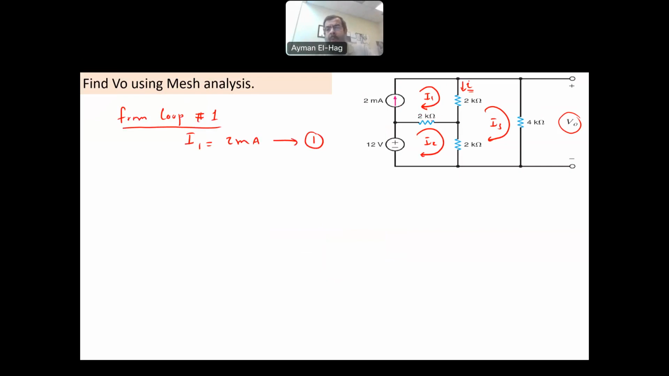Now, when you go to loop number two, we can find two resistors and a voltage source. Now we can apply KVL. So we will apply KVL to loop number two. We will move from this point, going clockwise, the same direction as the current in that specific loop. Since the current is clockwise, we will go clockwise. Now we come here to the voltage across the 2 kilo ohm. Of course, I2 will be in the direction of the assigned polarity. I1 is in the reverse direction.